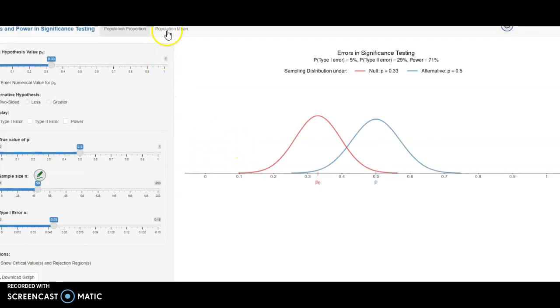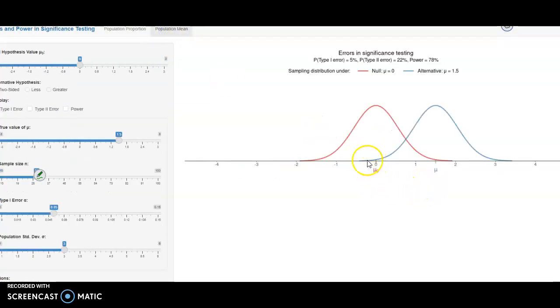And I'm going to start here, population mean. Suppose my null hypothesis is that we're centered at 0, and my alternative is that we're centered at 1.5. Here are my current probabilities, 5%, 22%, and 78%.